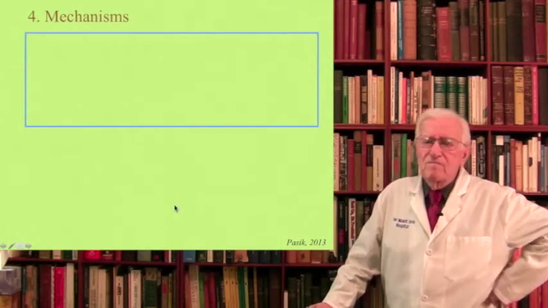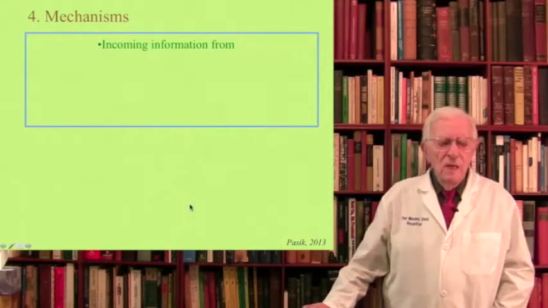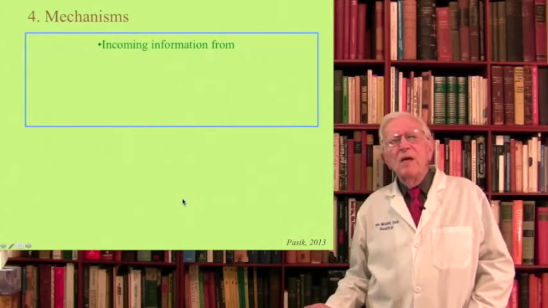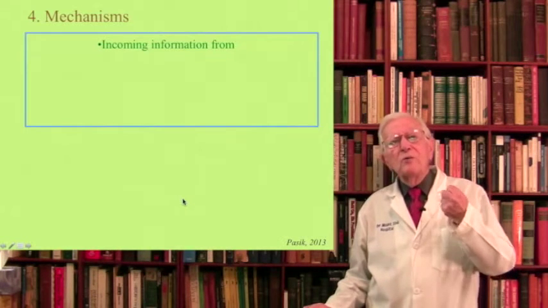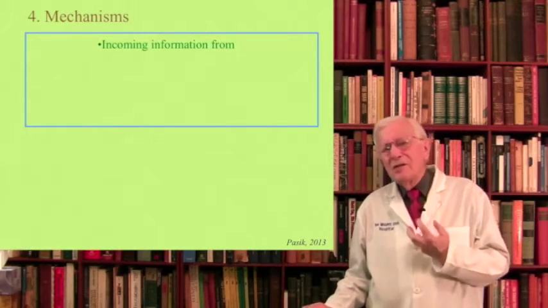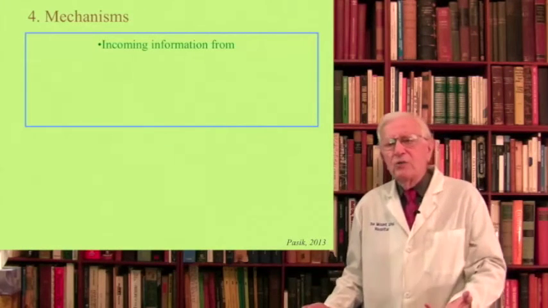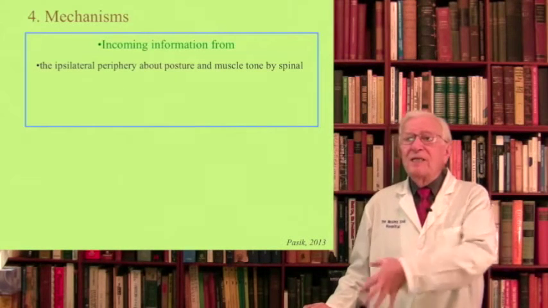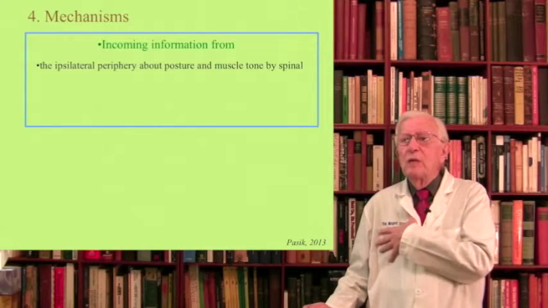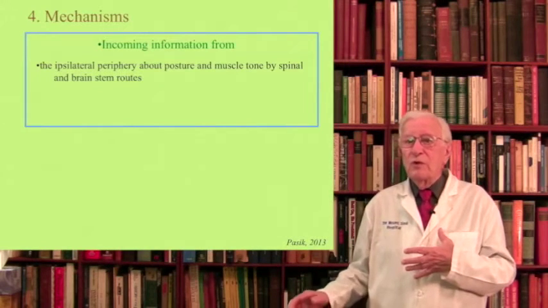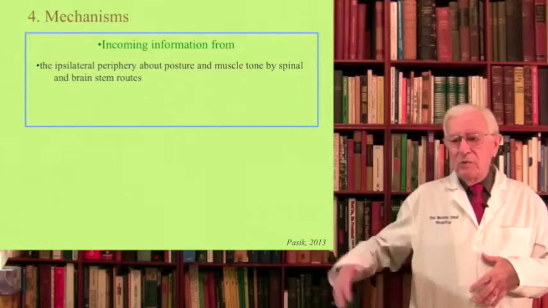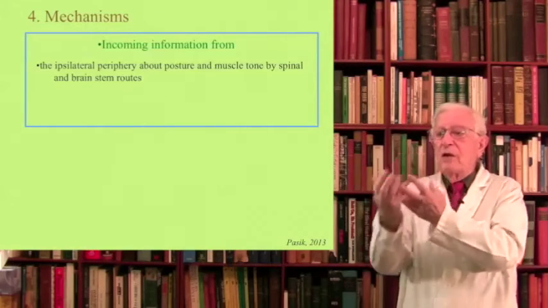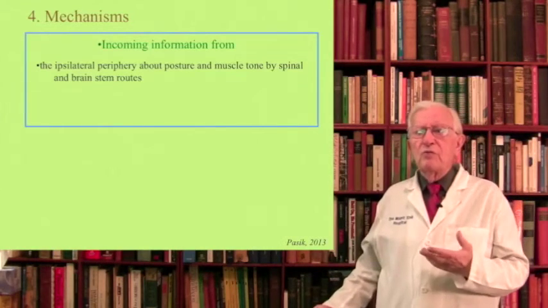What about mechanisms? How does the cerebellum do it? Well, to control the musculature in the way that we described, the cerebellum has to get information on the conditions of the muscles at the moment that the movement has to be executed, all right? So this incoming information comes from the ipsilateral periphery about posture and muscle tone by spinal and brainstem routes. There are sensory inputs coming into the spinal cord and into the brainstem and ascending on the same side without crossing and reaching the cerebellum and giving that information on the conditions of the muscles.